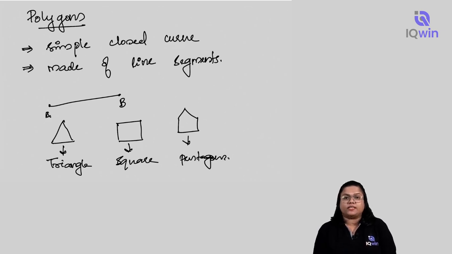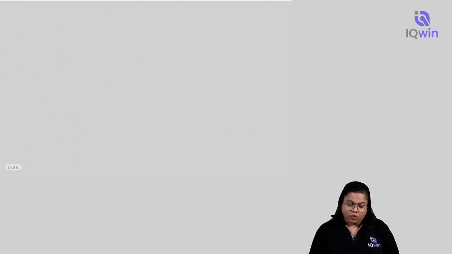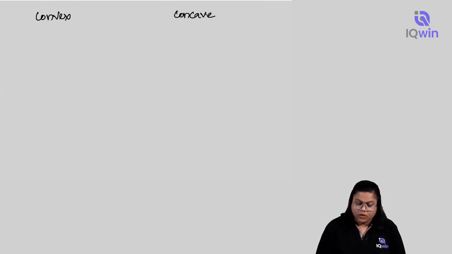So what are polygons? Polygons are simple closed curves, and they are made up of line segments. Now we have to learn about types of polygons. The first two types are convex polygons and concave polygons. What is the difference between convex and concave polygons?